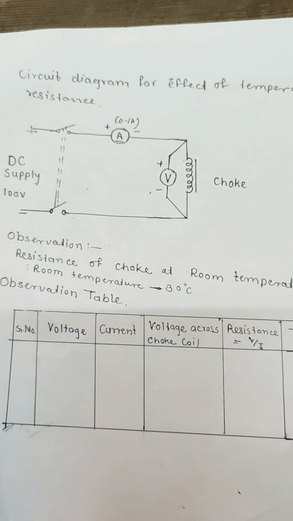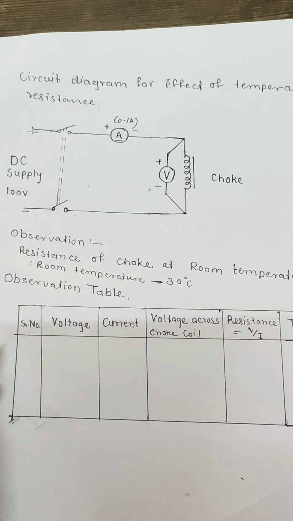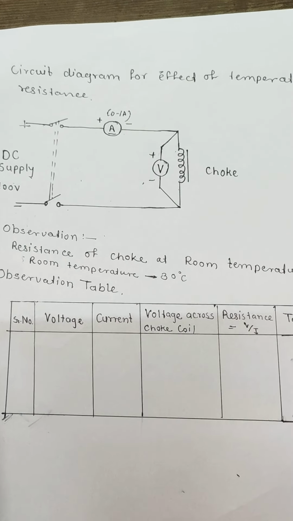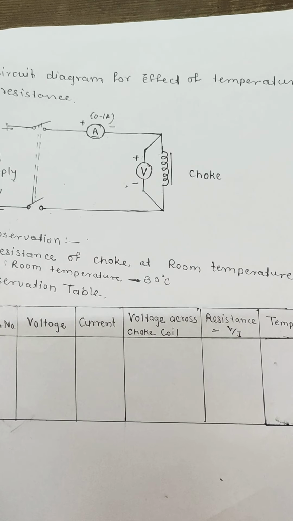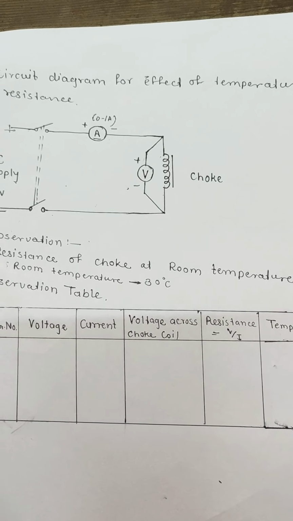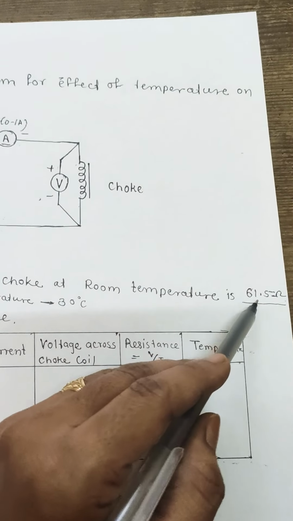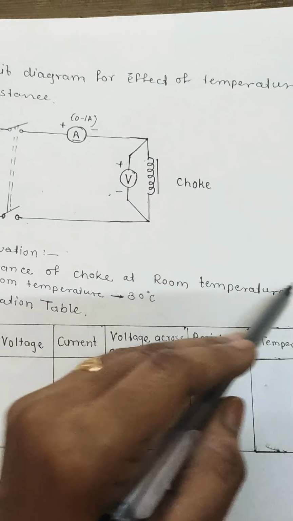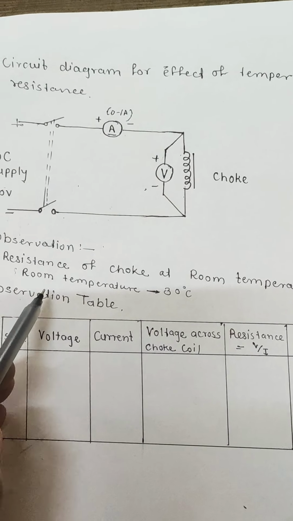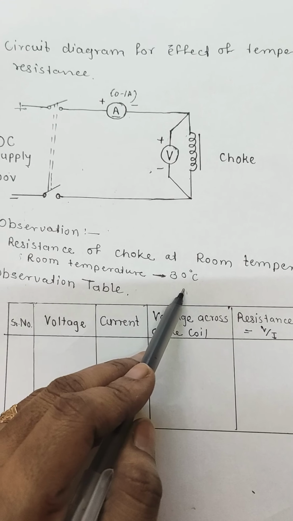For this experiment, firstly we check the resistance of the choke at room temperature with the help of the multimeter. After checking the resistance of the choke with the help of the multimeter, it is 61.5. Right now the room temperature is 30 degrees centigrade.